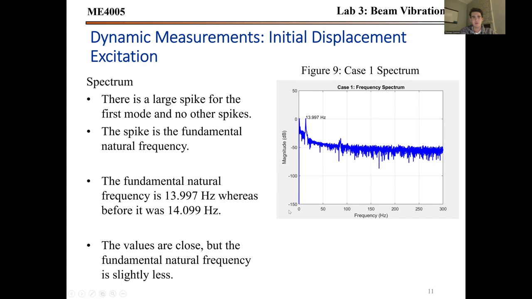There's a large spike for the first mode and no other spikes. The spike is the fundamental natural frequency. This is for case one. The fundamental natural frequency is 13.99 hertz, whereas before it was 14.099 hertz.